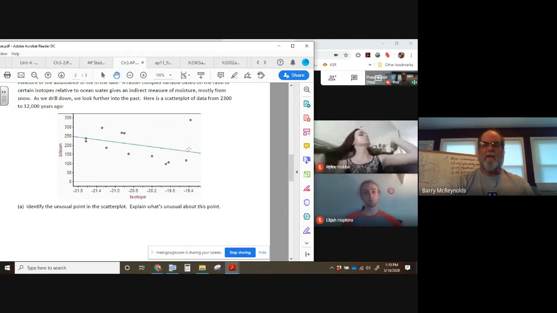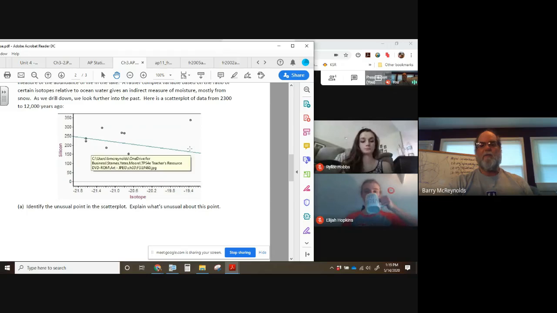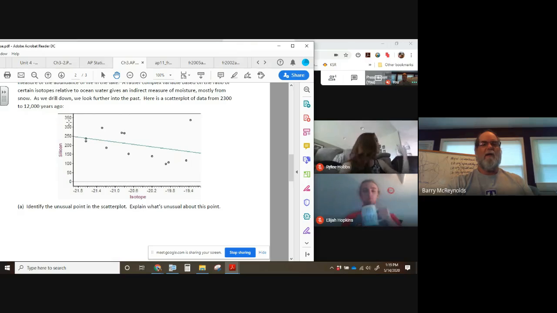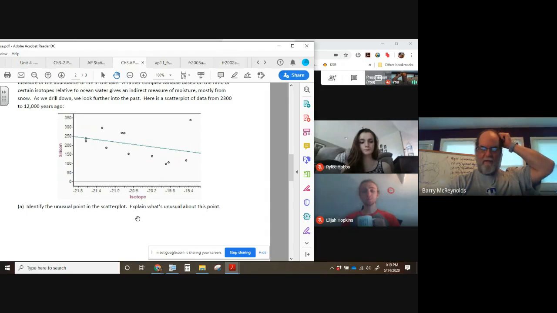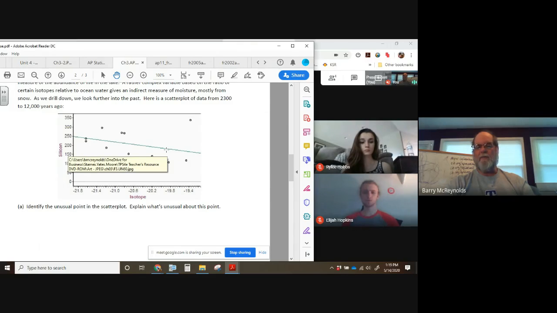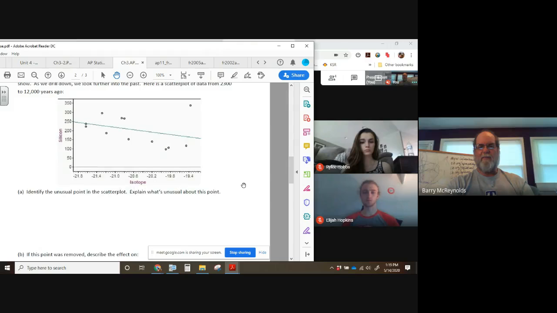Might be one way to describe it. Another way to describe it is it has a very large residual because it's far from the prediction line. But you want to point out that the value is around negative 19.4 and 350. Identify the coordinates, either just write them down up here like you would a point on an Algebra 1 graph, or in your discussion. But it is very far from the prediction line. That's the bottom line, is what's unusual about this point.